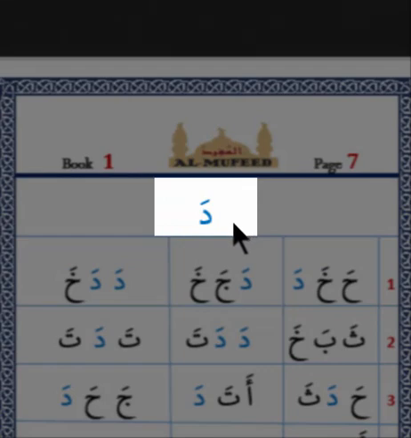The title, Da. The common mistake when saying this letter is to pronounce it as Ta, which is the third letter of the Arabic alphabet that we learned in this book. That's a different letter altogether, so the right pronunciation for this letter is Da, which is similar to the first letter of the English word dad.